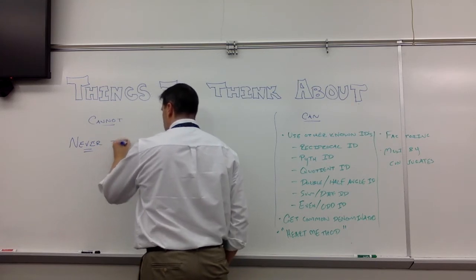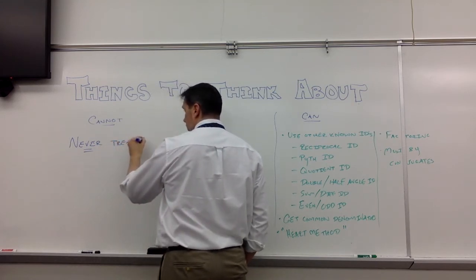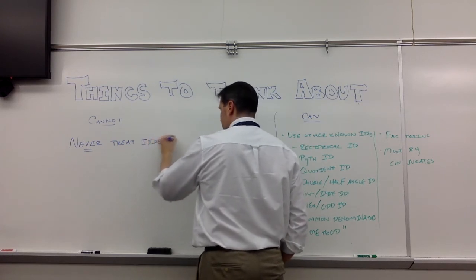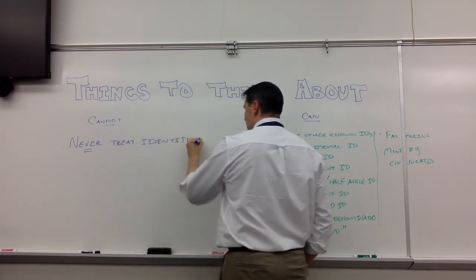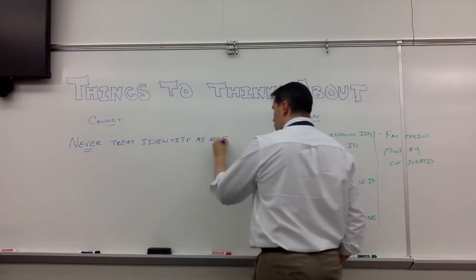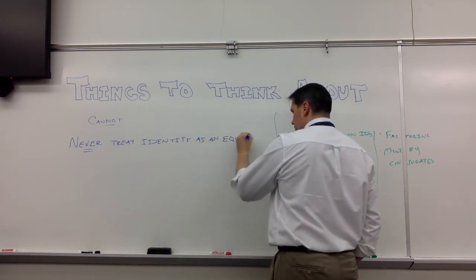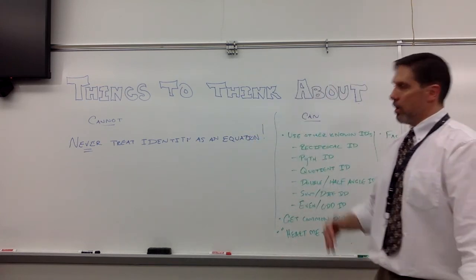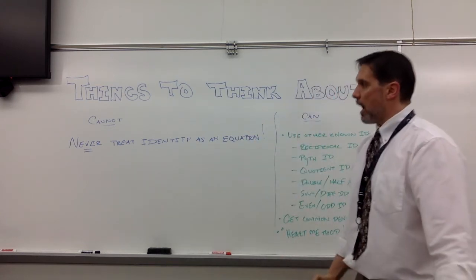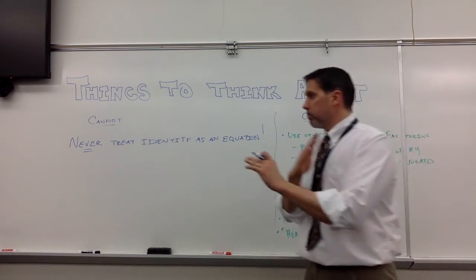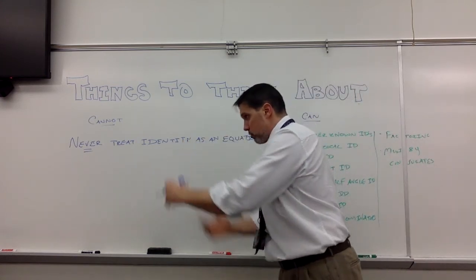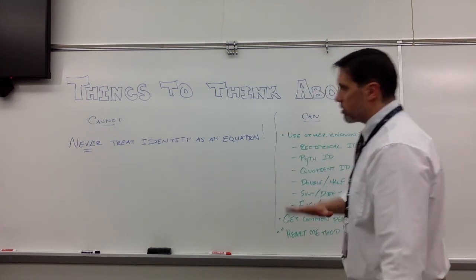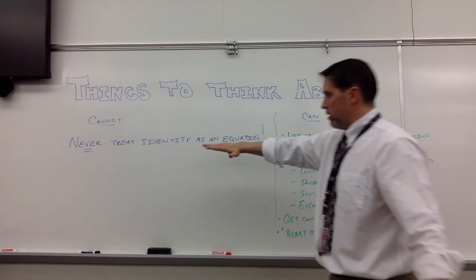treat the identity you're trying to prove as an equation. Never, ever do that. That means don't multiply both sides by something. Don't cross-multiply. Those are things that you do when you treat it like an equation. Adding, subtracting stuff to both sides. Don't ever do that. This is really the biggest no-no.